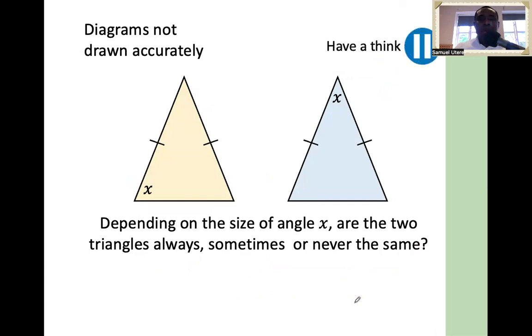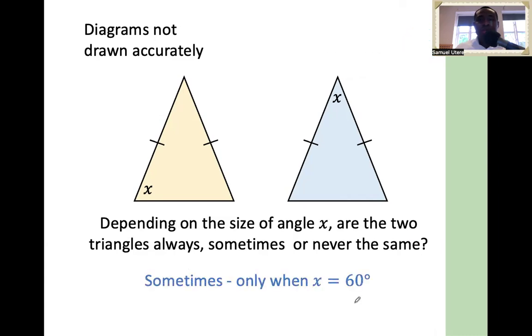Well, you may have tried different numbers to investigate this, but we know from our knowledge of triangles that for these triangles to be the same, angle X would have to be 60 degrees. So there are not a lot of cases where we can have different angles in which the triangles would be the same. We're going to investigate this further as we look at further practice questions in this lesson. So it is sometimes only when X is 60 degrees.